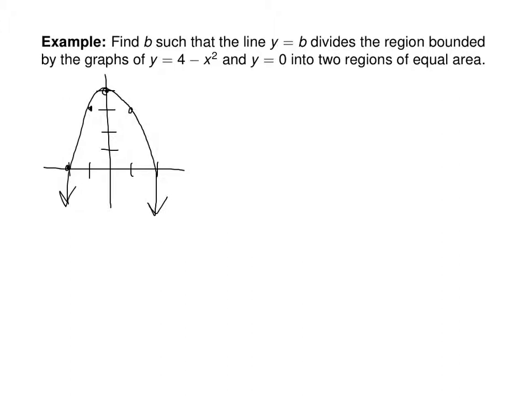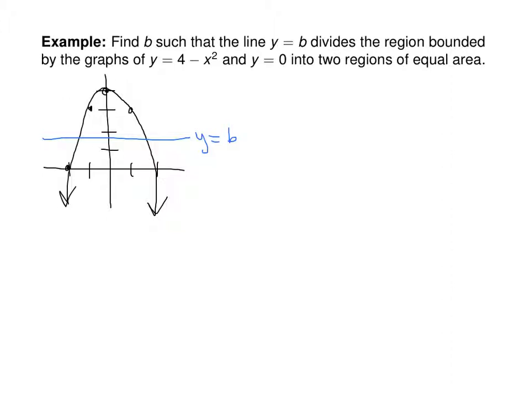Okay, and now I want to find a line y equals some number b such that this area, the area below b and above b, bounded by that parabola, those two areas are equal. And you can kind of guess that that has to be somewhere between 1 and 2.